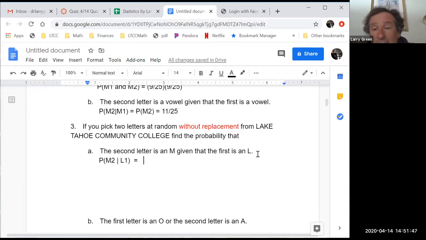Let's see, it's going to be a fraction. That's a hint. Okay, and if you know what to do, it's pretty quick, actually. So I'll give you a minute to think about it, and then we'll go over it.